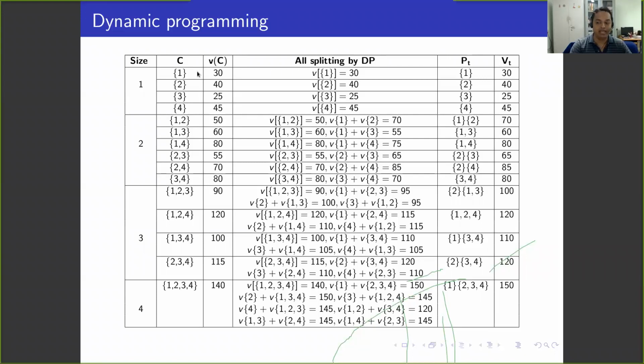So if somebody feels that I will be working on the characteristic function game, that itself is a research area, instead of going to this part.